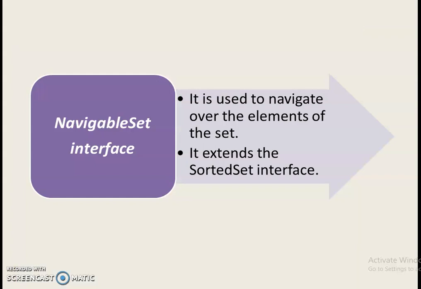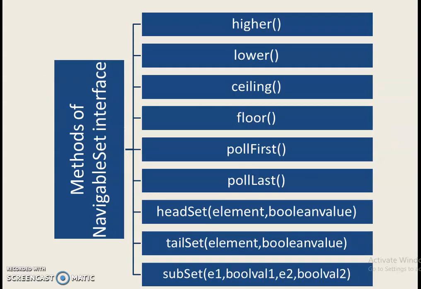So far we have used methods of sorted set with tree set. Now let's discuss navigable set. This interface extends the sorted set interface, as we have discussed in the hierarchy, and it is used to navigate over the elements of the set. Now let's see the methods of navigable set.